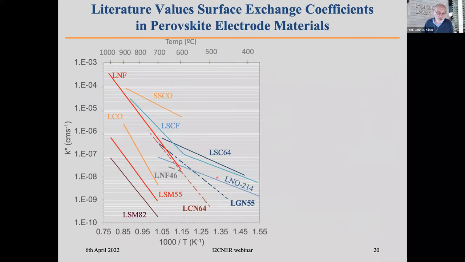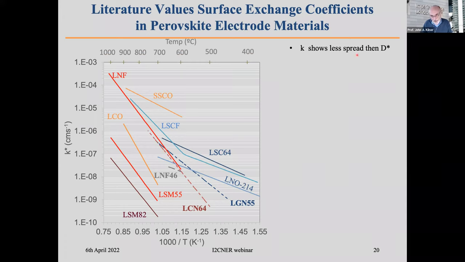First of all, let's go back to literature data. This is the value of the surface exchange coefficient versus reciprocal temperature, with temperature up here. And if we look at the span now, from some of the fast diffusing materials down to the slow diffusing materials, the surface exchange coefficient mirrors that, but it shows much less spread than the D values. We're now talking about 4 and a bit orders of magnitude instead of 9.